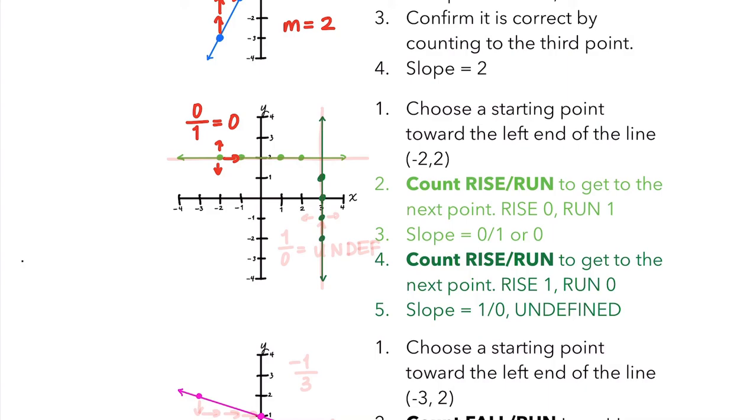On the darker green one, we're rising 1, but we're not running any in any direction. So we're rising 1, but we're running 0. So this one, you can't have 0 in the denominator, so this one is undefined.